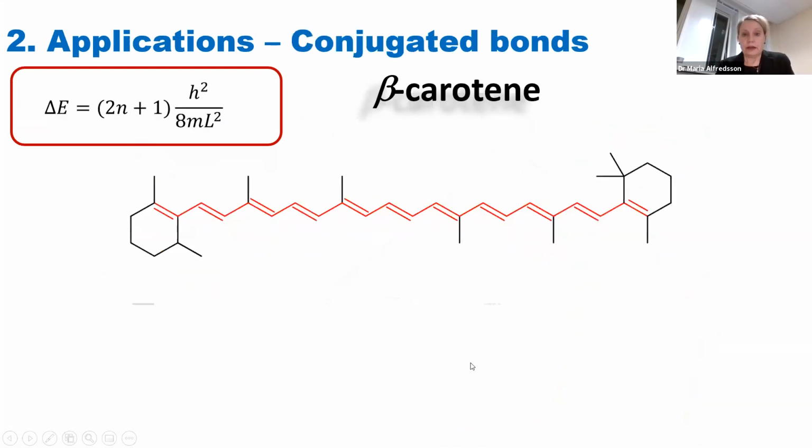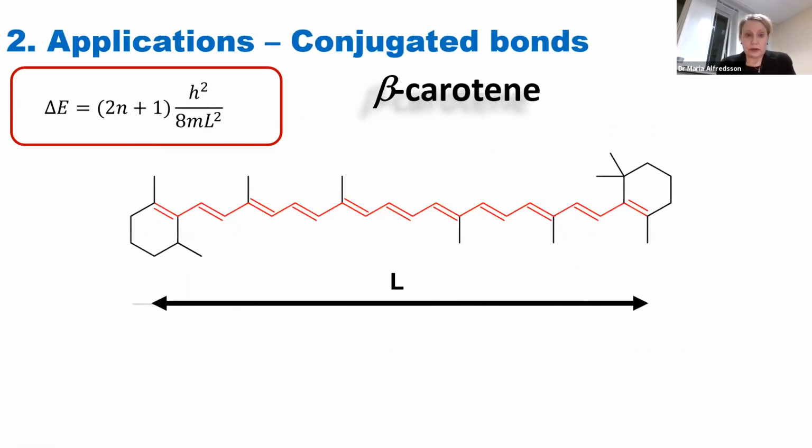So I can then identify the length of beta-carotene. So now I have a length of the box. Can I now calculate this energy from this equation? Let's see if we can do that.